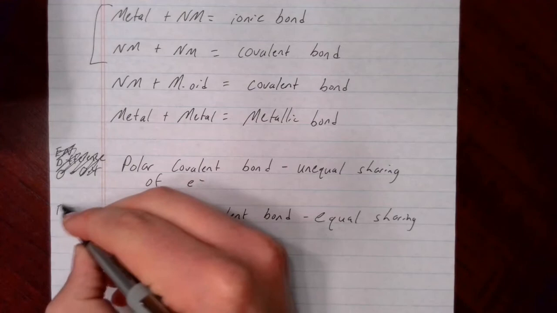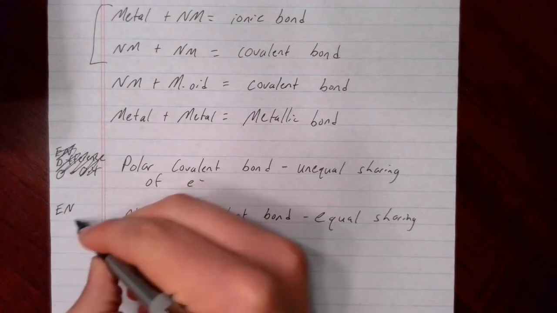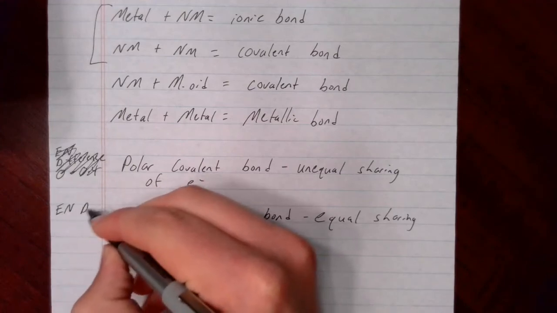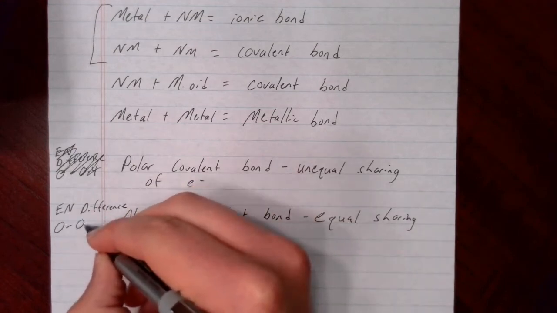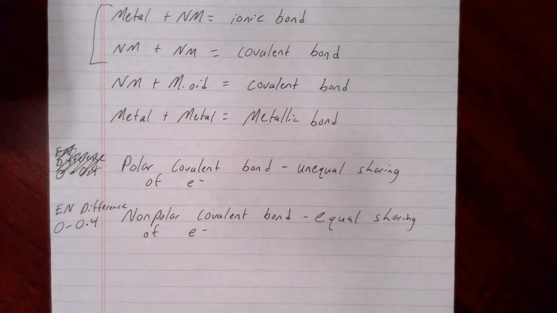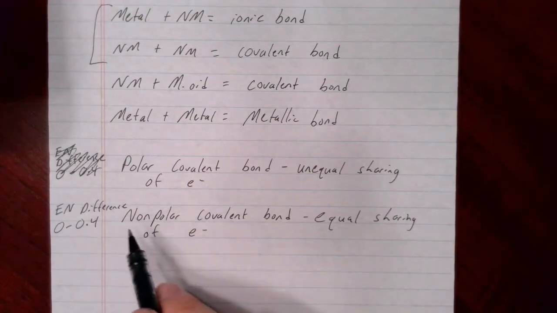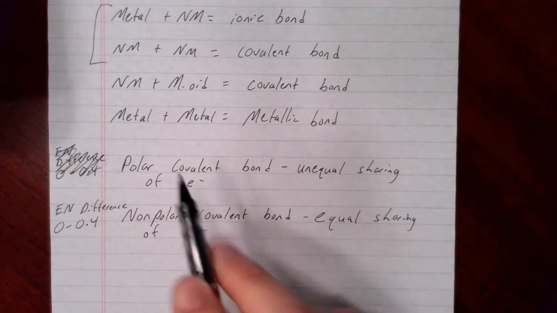I apologize for that. So the electronegativity difference for nonpolar covalent bonds, I've got to write this down, is between 0 and 0.4. So the example I just described for oxygen, I would make it a nonpolar covalent bond. So that means they're equally sharing electrons.